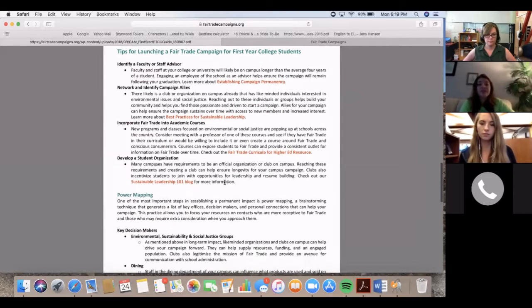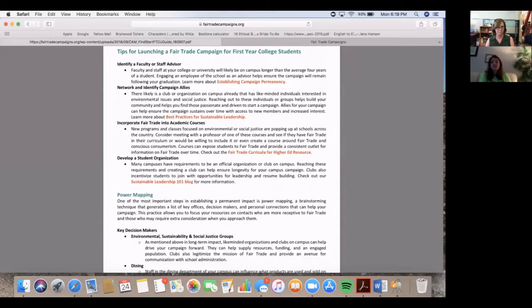Another great strategy is to incorporate fair trade into academic courses. So some schools are starting to have social justice majors and minors, or even just offering some classes on environmental justice. So it doesn't hurt to look at your school schedule and find out who is teaching these kinds of courses if they are offered, and reaching out to those professors. Not only will those professors potentially be interested in getting involved in your campaign and potentially being your advisor, they might also be interested in teaching a course on fair trade or conscious consumerism.